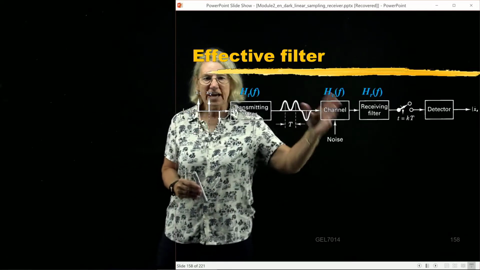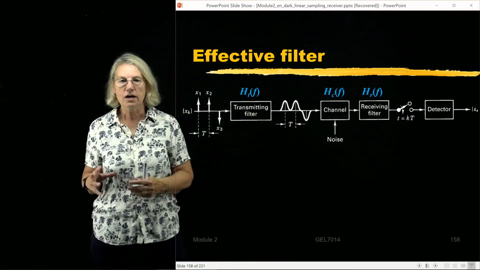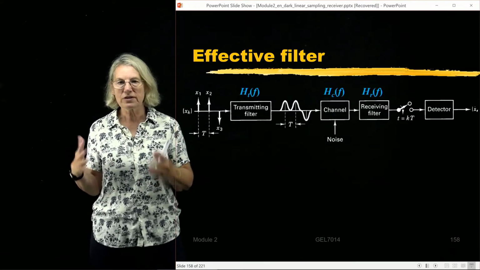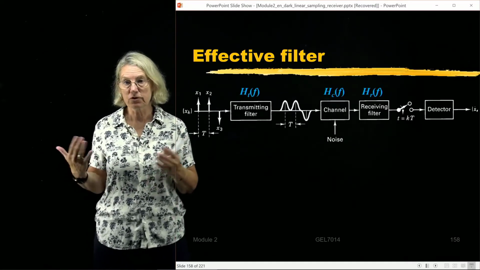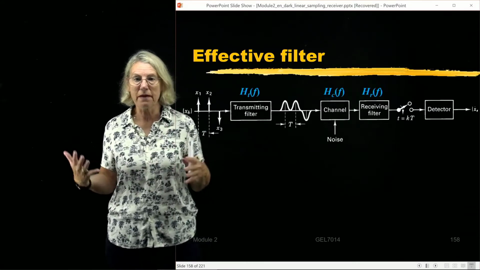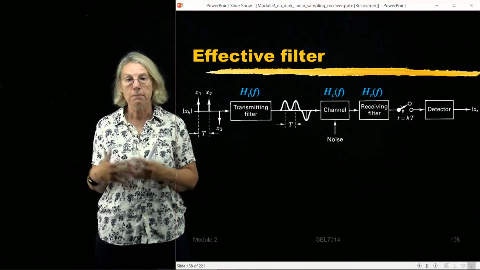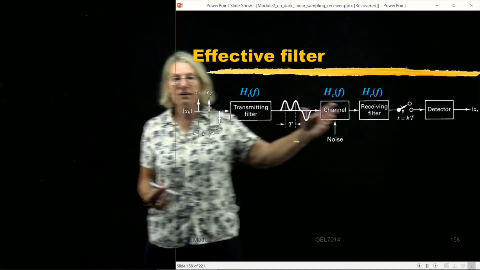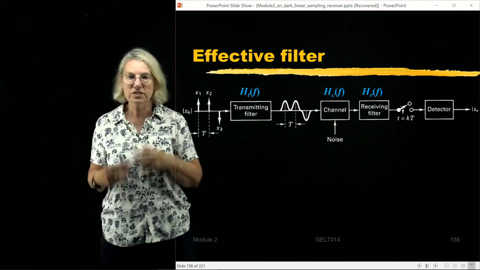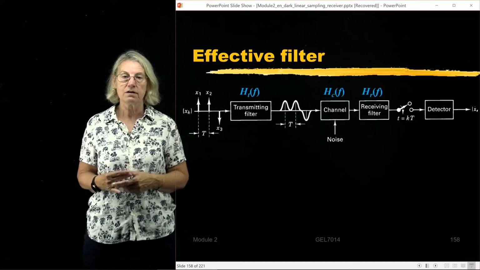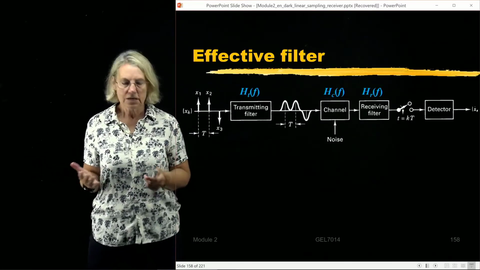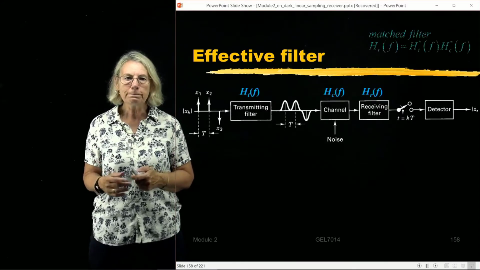Then we have the channel filter, and this also typically represents the transmission media limitations. For instance, if I used a twisted pair which had a limited bandwidth, maybe I would represent that as a channel filter. Then the receiving filter is the receiver that I use to limit noise, and I would usually use a matched filter. So what exactly am I matching to?